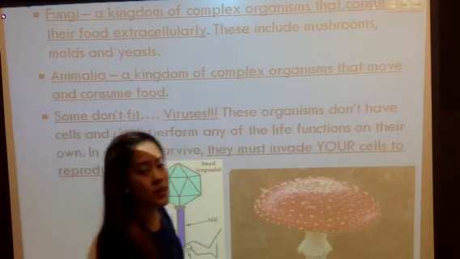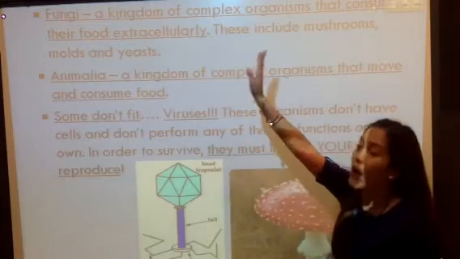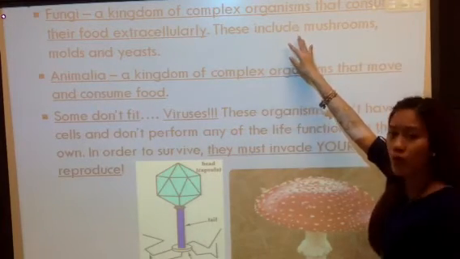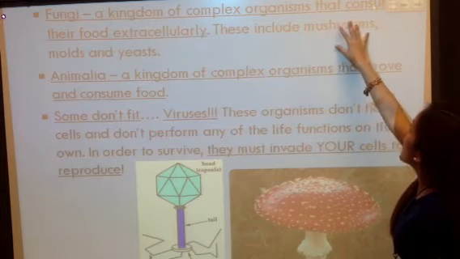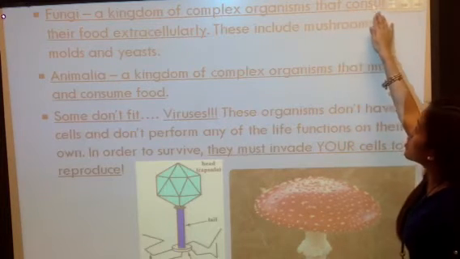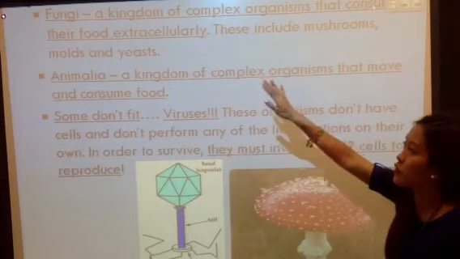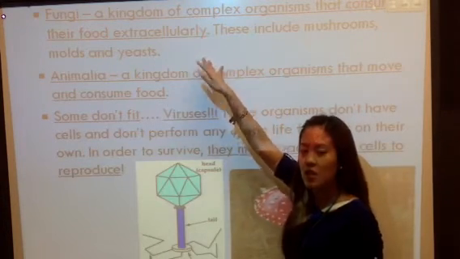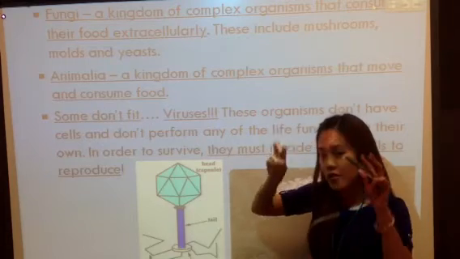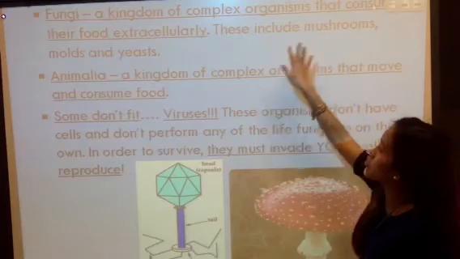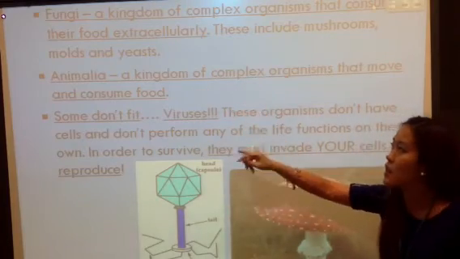our animals. Fungi are a kingdom of complex organisms, complex cells, so they are also eukaryotic cells. They actually consume, C-O-N-S-U-M-E, consume their food extracellularly. So that means they actually eat their food outside of their cells. And these include mushrooms, molds, and yeast.